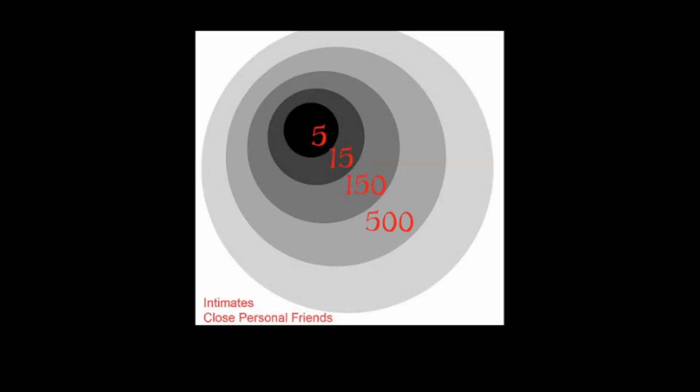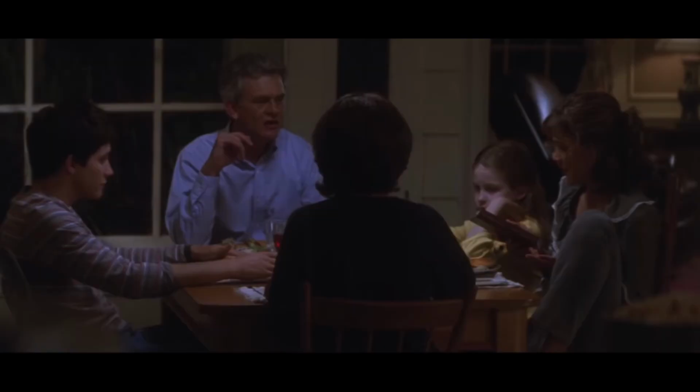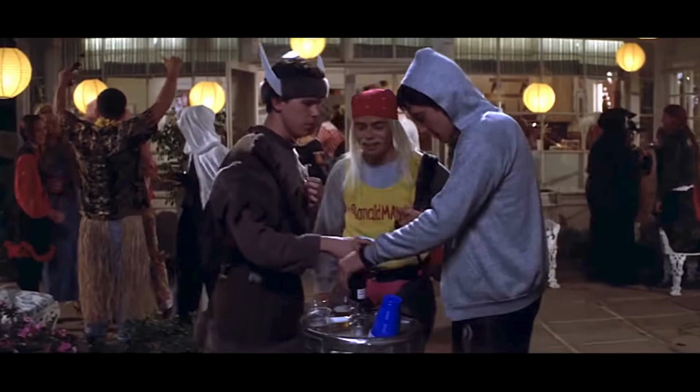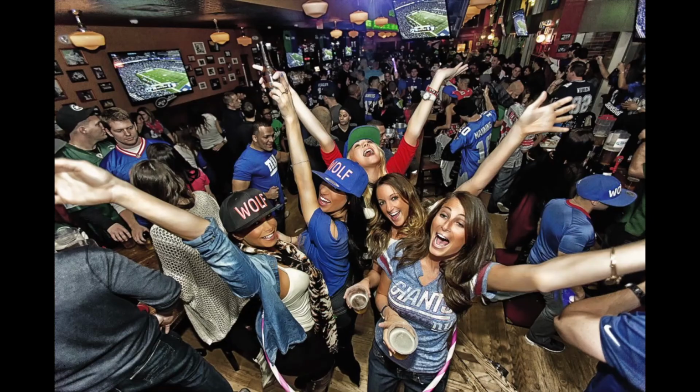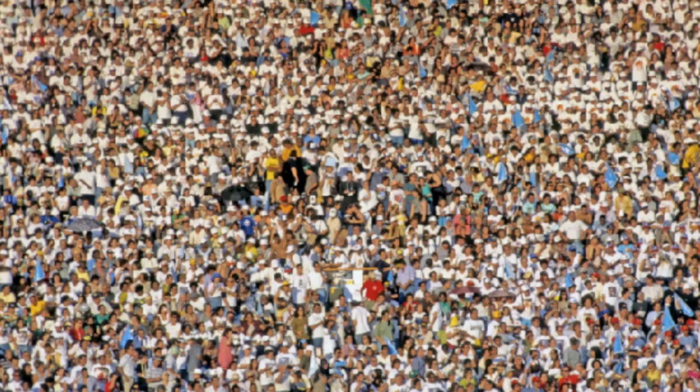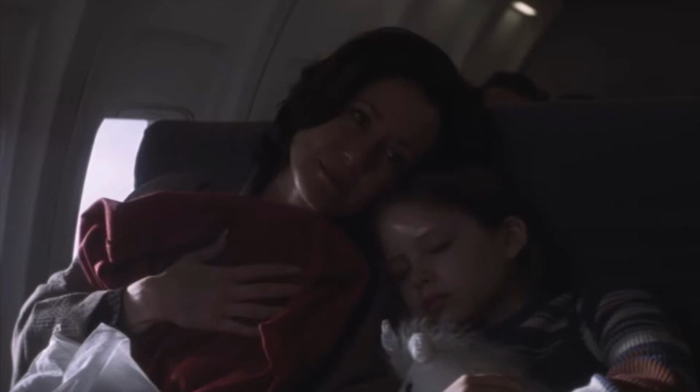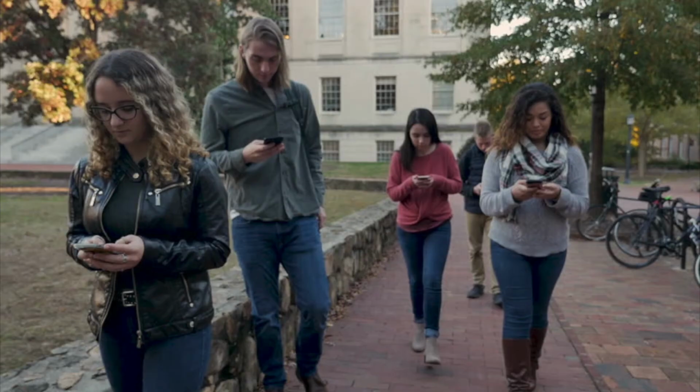Let's apply what we know about the human brain and Dunbar's number, again 150, to understanding how social systems work. At the number 5, we have intimates. The number 15, close personal friends. 150, friends. Then outside, we get to acquaintances at 500 and strangers. What this means is it's our comfort zone. Literally, our brains are more comfortable with fewer than 150 people.